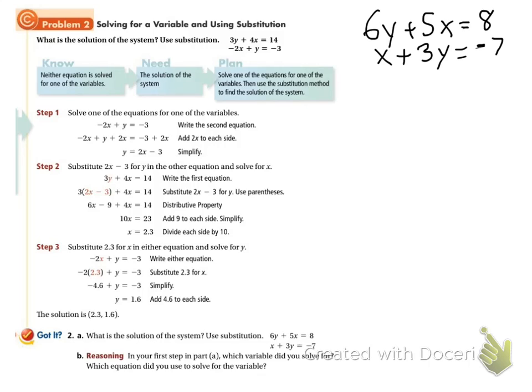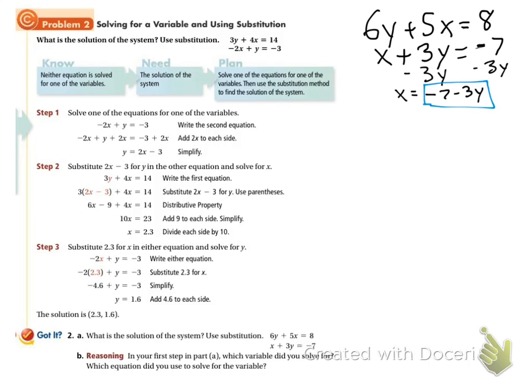So I'm going to solve this second equation for x, which means I need to get rid of this 3y. So I'm going to subtract 3y. And I get that x is equal to negative 7 minus 3y. Okay, now I've got the x on its own, and I know that x is equal to this stuff, right? x and negative 7 minus 3y are exactly the same thing. They're equal. So what I can do is take this blue box, the negative 7 minus 3y, and I can plug it into my first equation for my x.